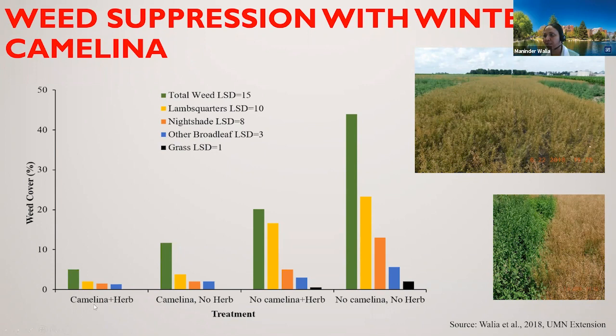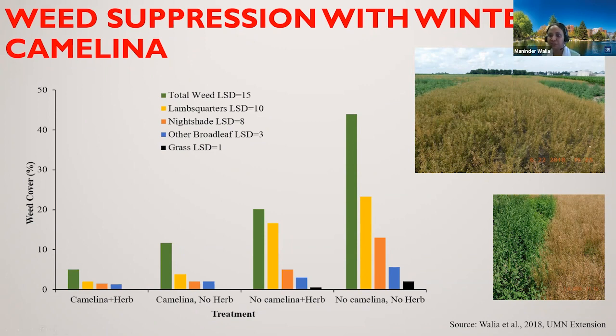We had camelina as a cover crop, a winter cover crop. Then we had a herbicide, Dual Magnum, as a post. Then we had camelina with no herbicide, and no camelina but with herbicide. Then as a fallow, no camelina and no herbicide.